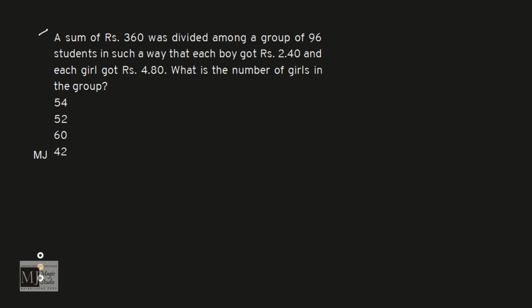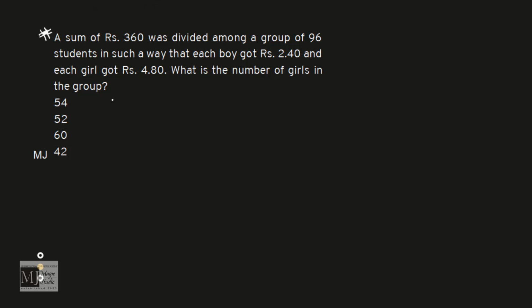Every question has its own importance, and you need to be very strong concept wise. I'm talking about the question actually. This question needs you to be very strong concept wise to feature in my list of top 30, isn't it? Now why it's so, we will see. A sum of rupees 360 was divided among a group of 96 students in such a way that each boy got 2.40 and each girl got 4.80.